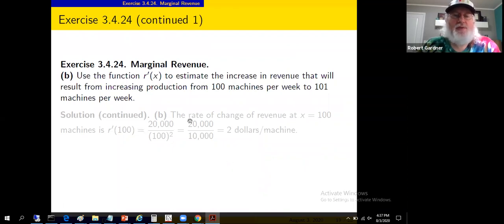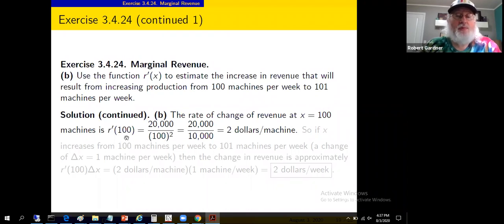Okay, let's see. They wanted us to deal with R prime of 100. We'll do that next. They say use R prime of X to estimate the increase in revenue that will result from increasing production from 100 washing machines per week to 101. I still owe you the plugging in 100. This is actually the answer to part A. The rate of change of revenue at X equals 100 machines is R prime of 100. Plug 100 in, we had 20,000 over X squared. X is 100, produces 20,000 over 10,000. That'd be $2 per machine were the units. So there is the marginal revenue function evaluated at 100. There's the answer to part A. I should have that in a box, actually.